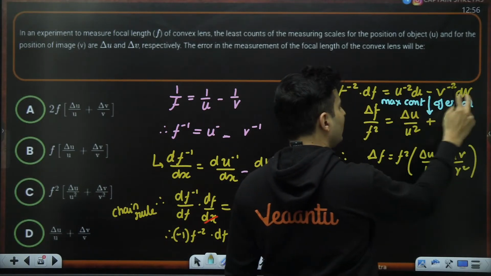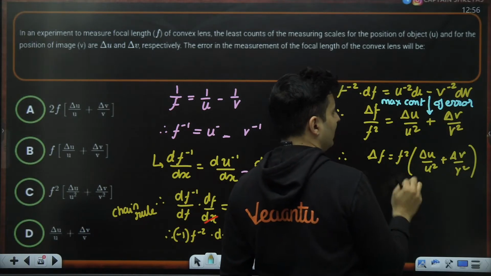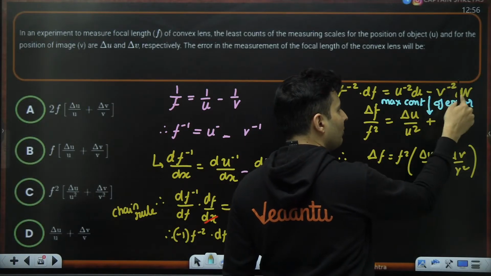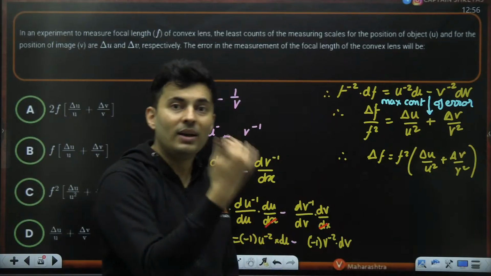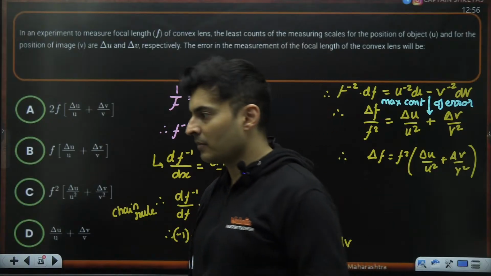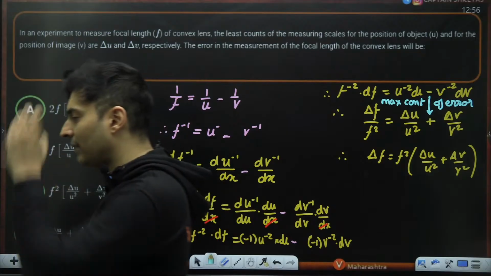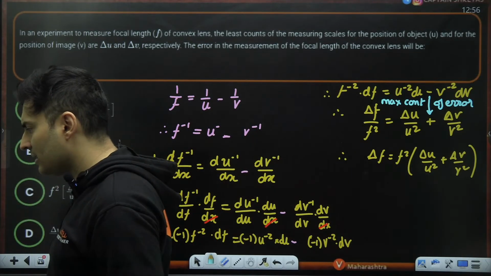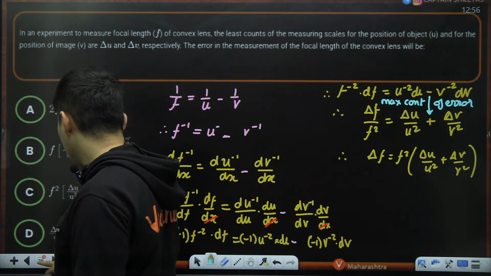Maybe du is positive, dv is negative. If dv is negative, negative will become plus. Maybe du is negative, dv is positive. So negative minus positive means minus minus, which is again plus only. So you will try to find the maximum possible contribution when you take the errors. That is why I'll add both the terms for the maximum possible effect of error. Even if there is a minus sign, the answer will be the same. Got it?